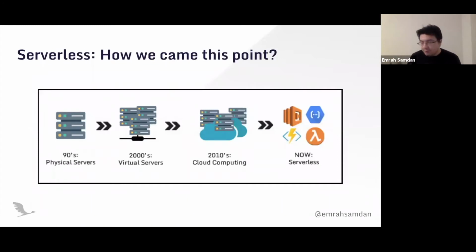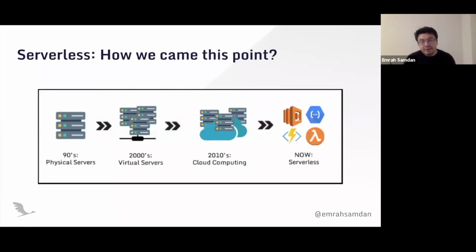Before jumping into the topic, let's talk about how we ended up here. In the 90s, when I was a small child, there were physical servers, and you were even installing programs to monitor them, like the temperature while the server was sitting in your room, just to understand what's happening. In the 2000s, we became able to run virtual machines on VMware, creating virtualization on the same server.